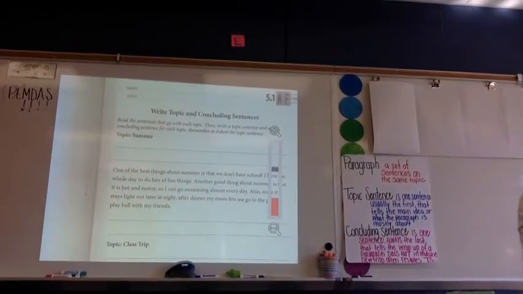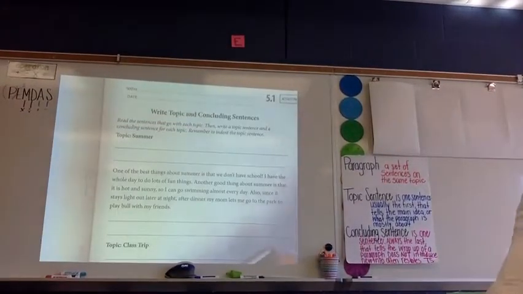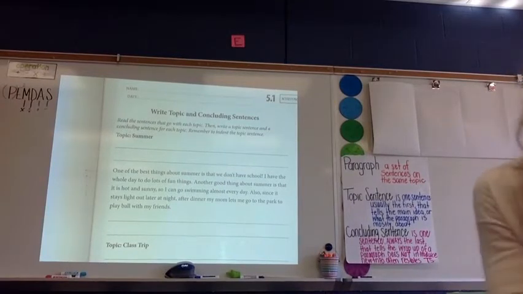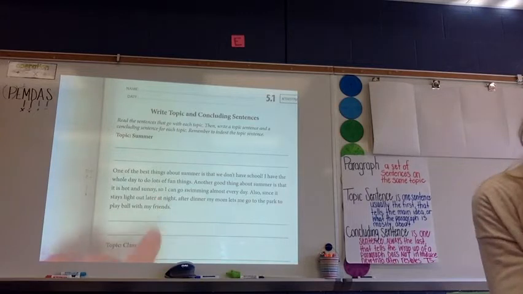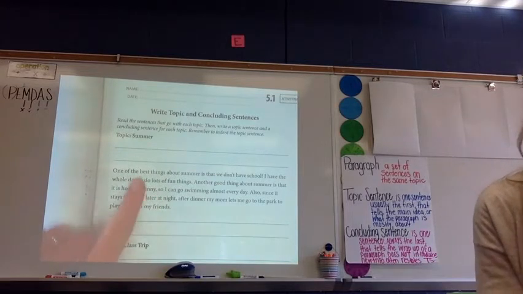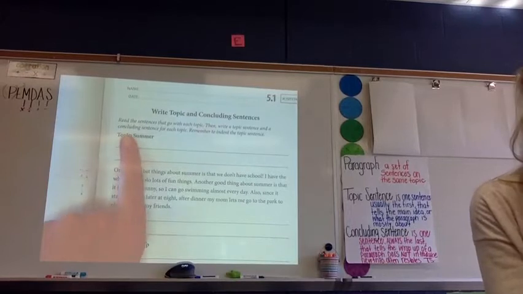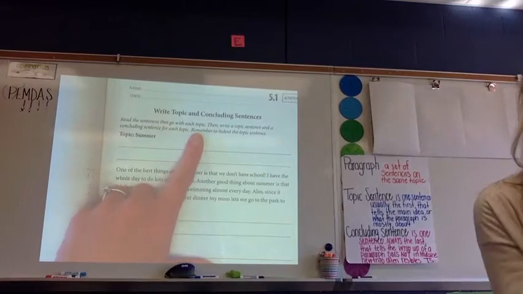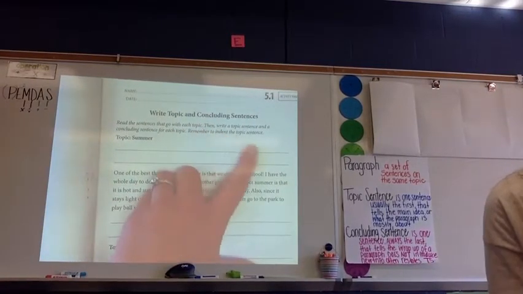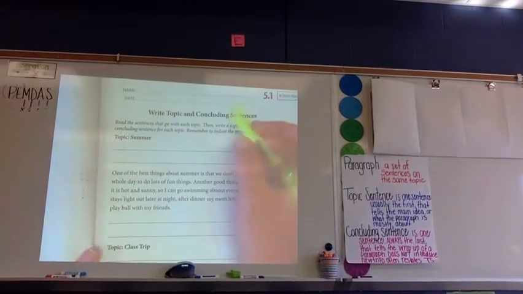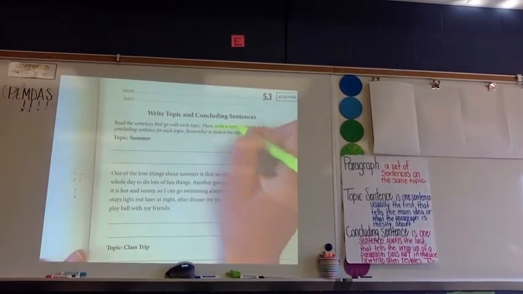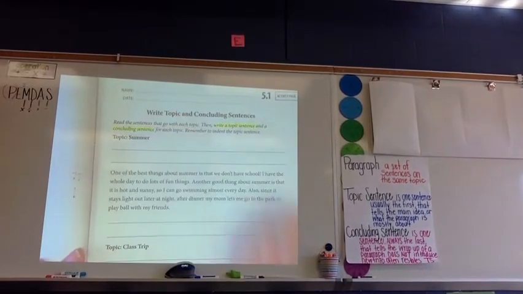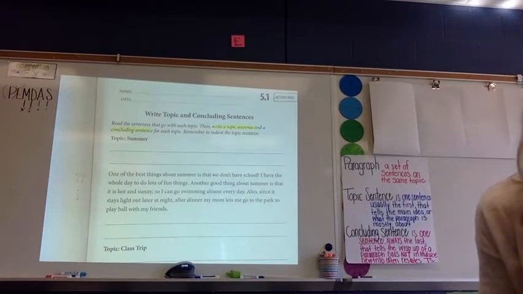Third graders, I told you we're going to work with paragraphs today, but there's a problem with our paragraphs. Today, we're going to follow the directions on this page. The top says, read the sentences that go with each topic. Then, write a topic sentence. I think that's so important. Your job is to write a topic sentence and a concluding sentence for each topic. Remember to indent the topic sentence.